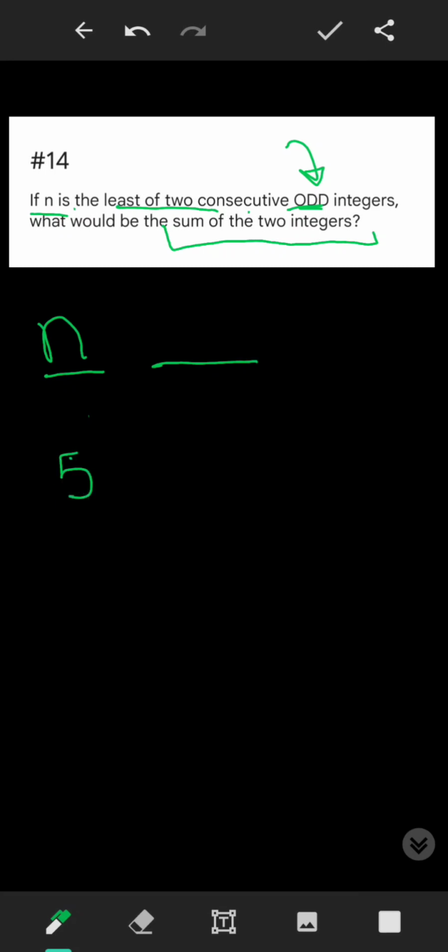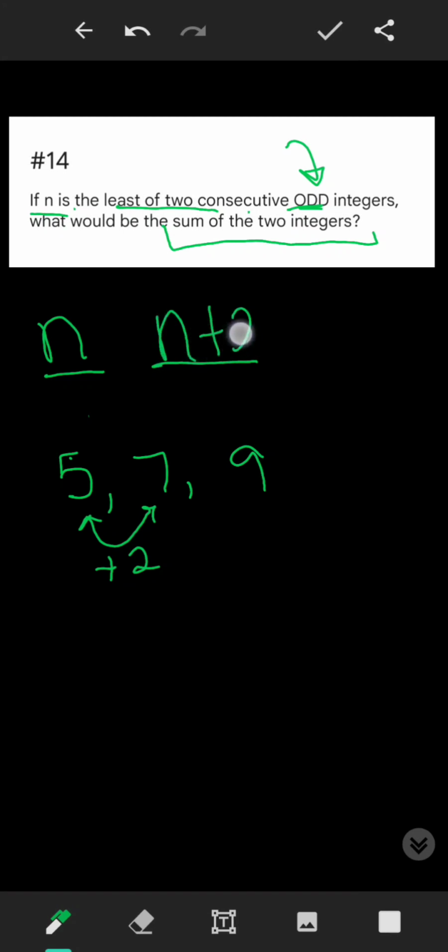If you have 5, 7, 9. If 5 is the least, and I need to get to the next one, which is 7, what would I add? 2, because if I add 1, that would be 6. But I'm adding 2. So to get to the next number, it'll be n plus 2. And so this would be your sequence.